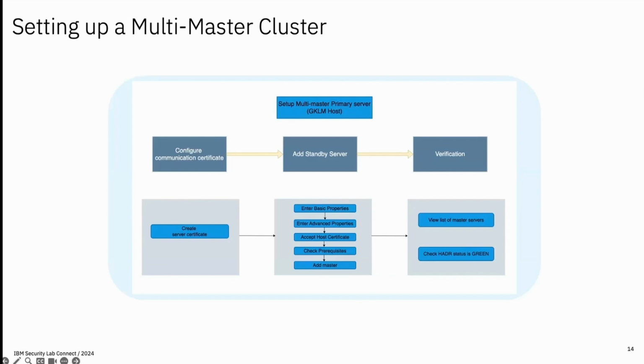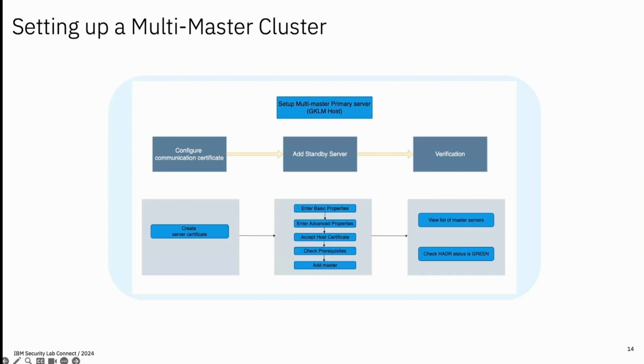In configure communication certificate, we configure the communication certificate so that the primary master server can communicate on a secure channel where data is transferred. Now let's see the steps. First, we create a communication certificate. Then we must add basic properties like hostname, GKLM username, password for the user, and UI port of the master server which we are planning to add as a principal standby server. Then we have to enter advanced properties like HADR port, then the standby priority index.